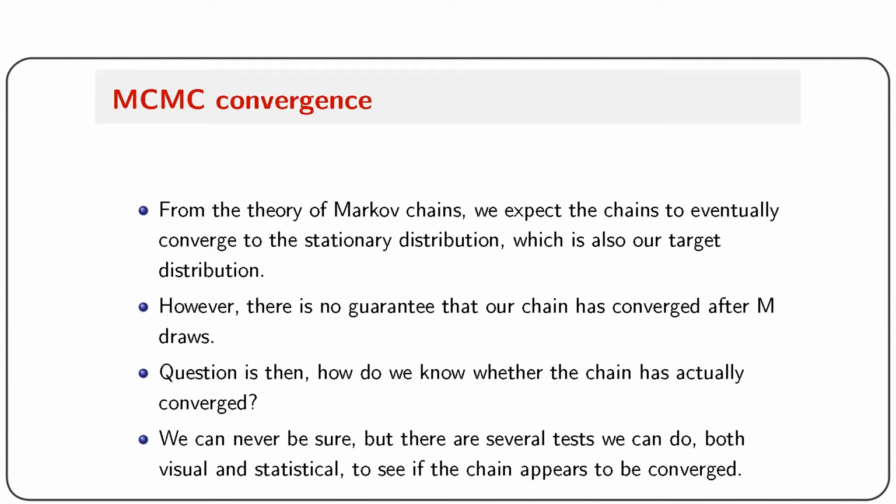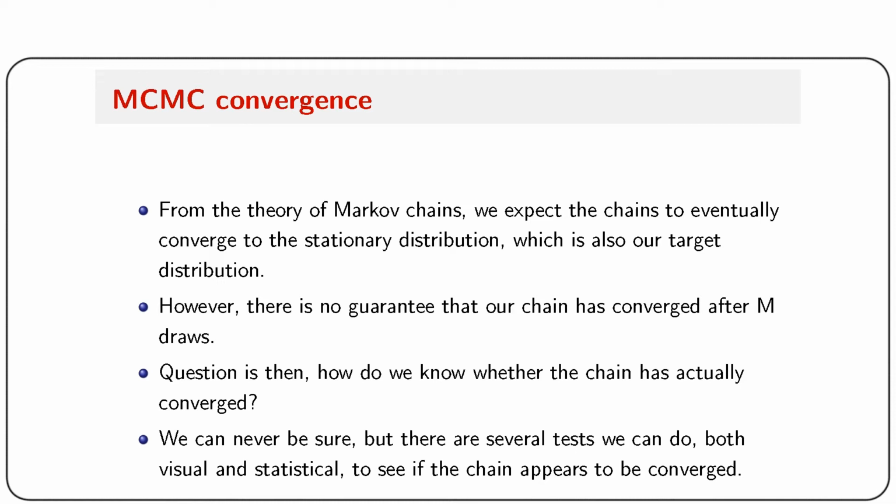Now let's focus on the MCMC convergence. Just for demonstrating these convergence methods, I developed a multivariate random walk sampler and will use one example to demonstrate it. From the theory of Markov chains, we expect the chains to eventually converge to a stationary distribution, which is also our target distribution. However, there is no guarantee that our chain has converged after m draws. The question is then, how do we know whether the chain has actually converged?